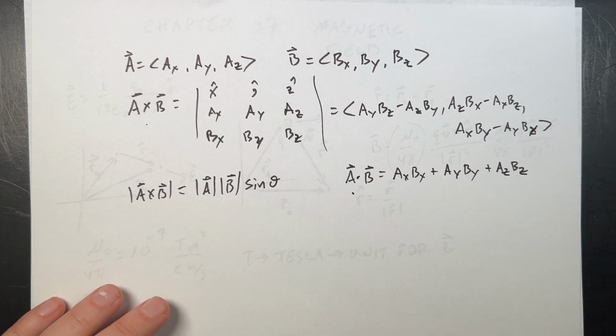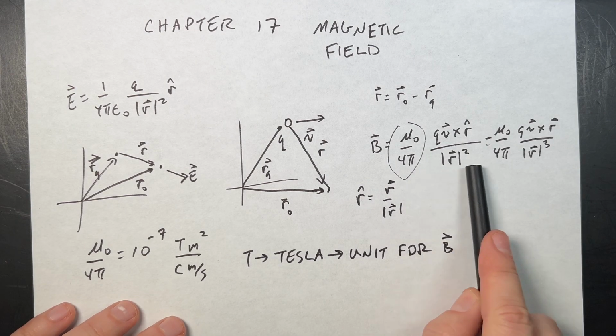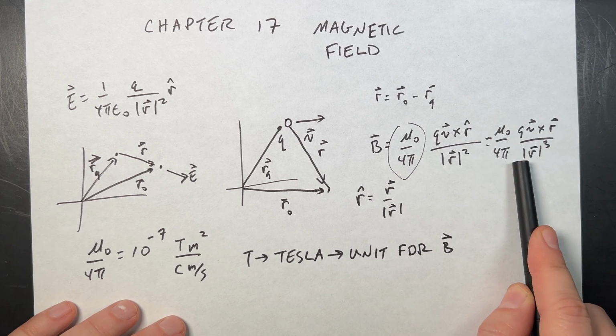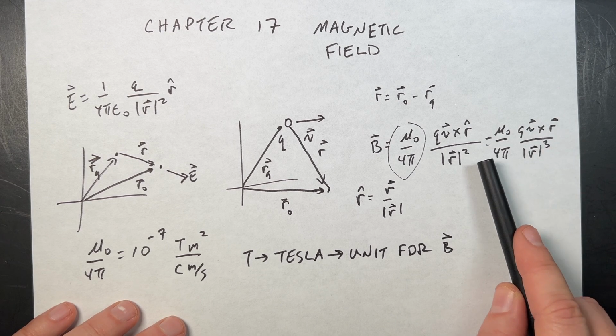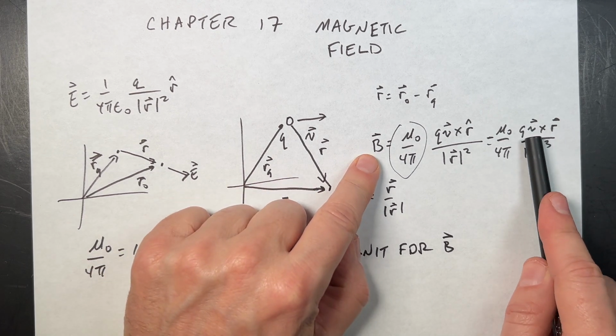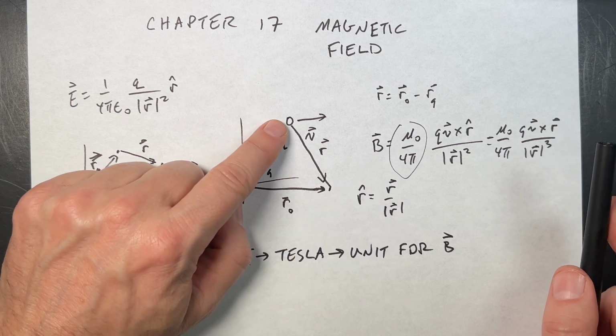So where did we go? Oh, right here. So this is the magnetic field. Notice that we're doing the cross product between V and R. So the magnetic field B is going to be perpendicular to both QV and to R. So in this case, let's just draw that direction.